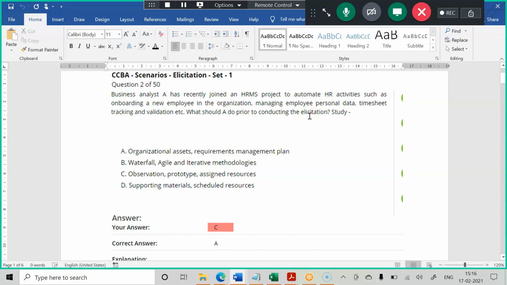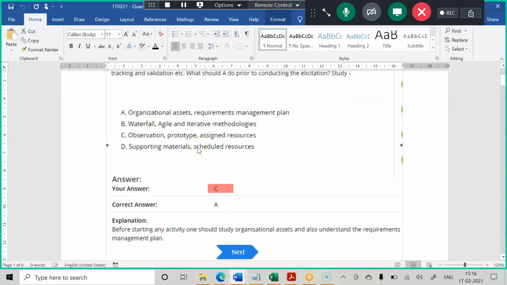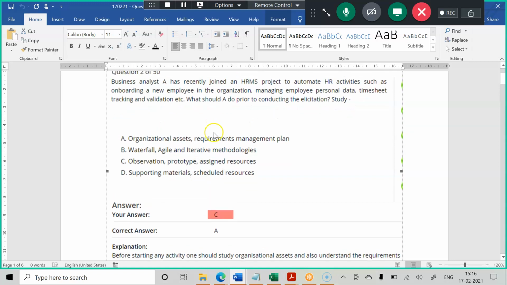Before conducting the elicitation, you have to prepare for elicitation. And when you prepare for elicitation, what would you typically look out for? You will look out for supporting materials and the scheduled resources. Organizational assets is a higher-level superset. Although supporting materials and scheduled resources are there, they may fall under organizational assets, which are the high level.